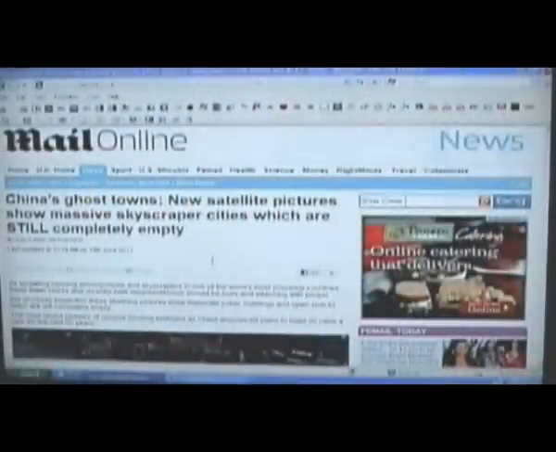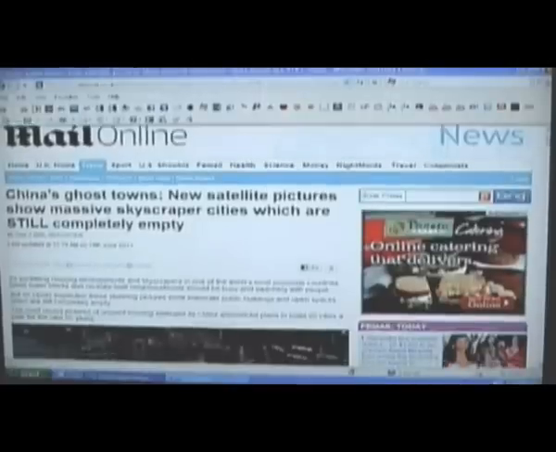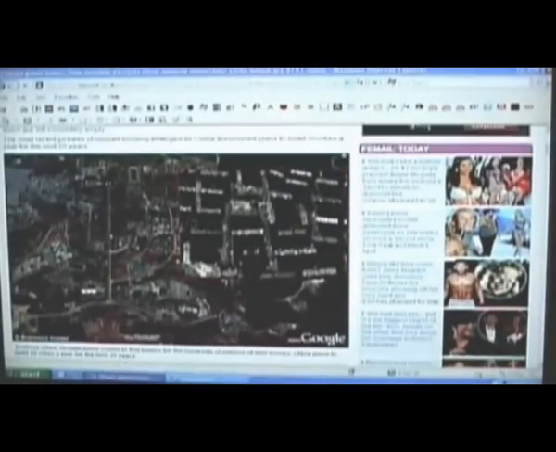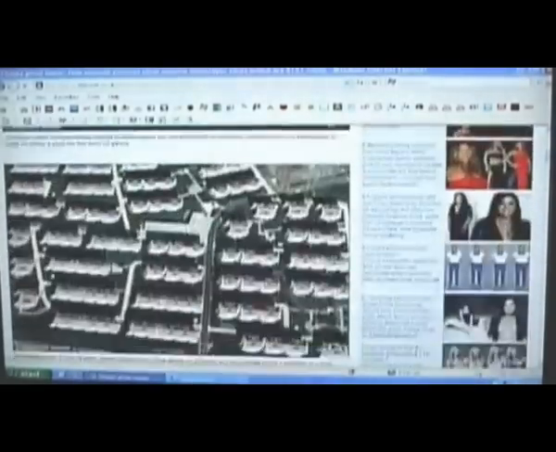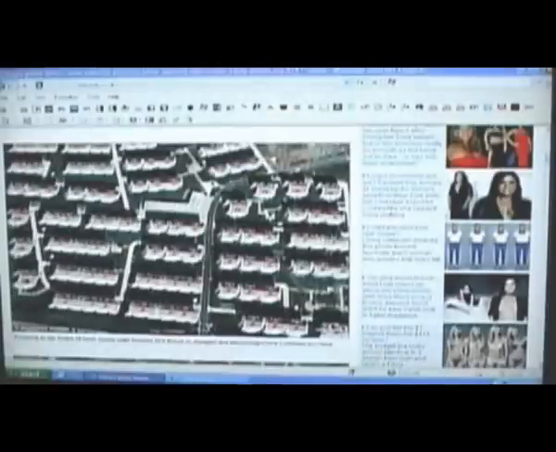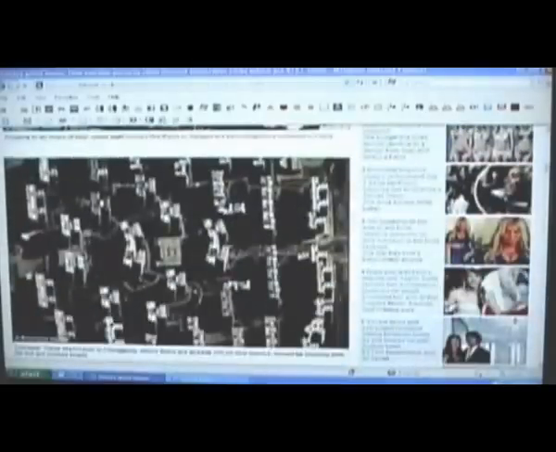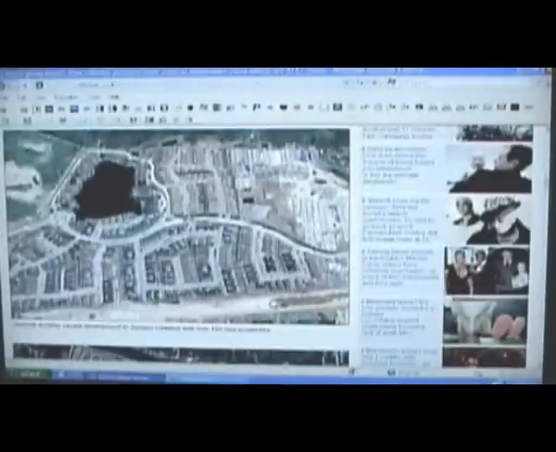Here's a story in the UK Mail Online. Chinese ghost towns. New satellite pictures show massive skyscraper cities which are still completely empty. Now if you look here, you have these vast cities that are totally empty. Nobody lives in these cities. There are a couple maintenance people that are there to keep the places up, but these places, and here's a reservoir.